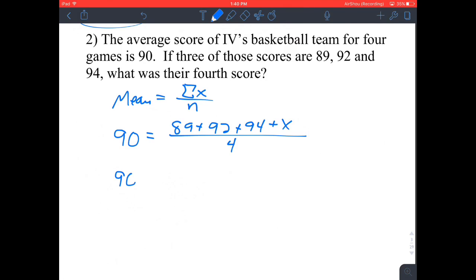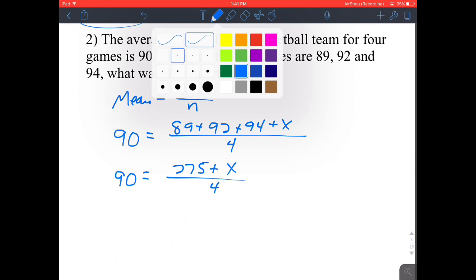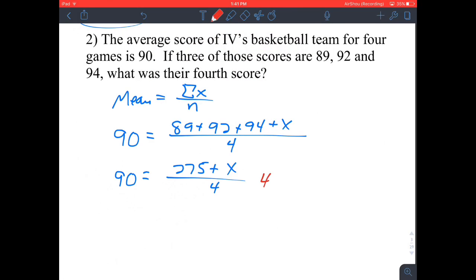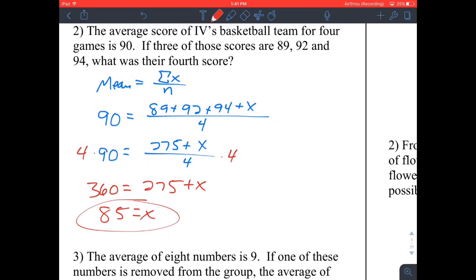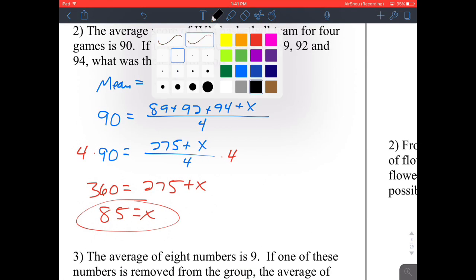So, if we simplify this, 89 plus 92 plus 94 is 275. If we multiply both sides by 4, trying to get rid of this fraction, trying to get x by itself, we're going to get 360 equals 275 plus x. If we subtract 275 from both sides, we get that the 4th game must have been 85 points. I'll give you another way to look at this problem that may be faster than what we just did there.